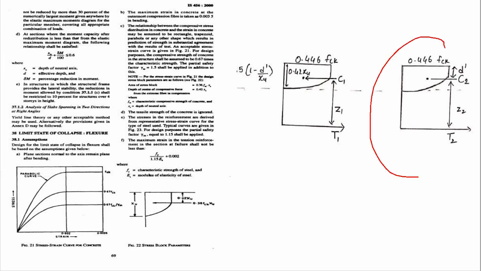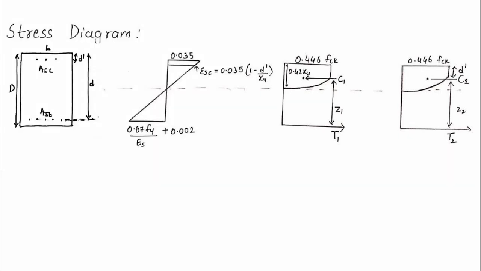Now moving on to our auxiliary section. So in the auxiliary section, the rest of the values will be same. The only change is that C2 will be acting at the steel bar in compression. It will not act at the CG of concrete. So the distance here will be d dash. Here the distance as per code was 0.42 xu, and now the distance will be considered to be d dash.